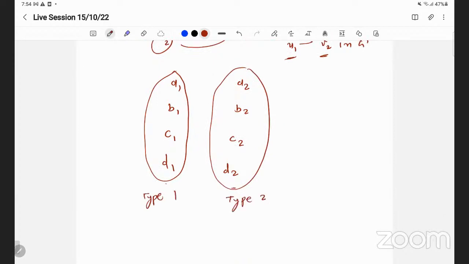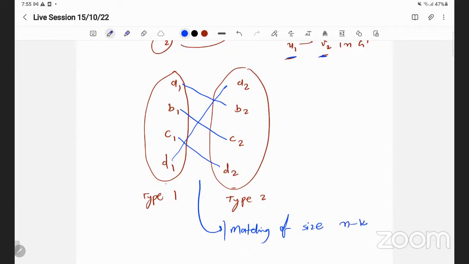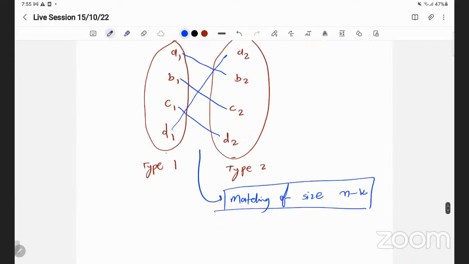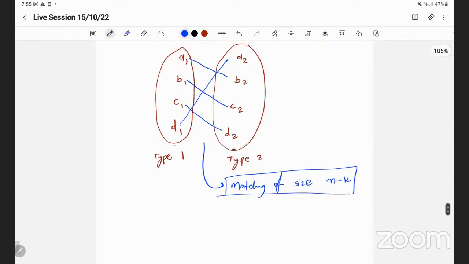And there will be some edges which go from type 1 to type 2. So let's say there might be an edge from A1 to B2, B1 to C2, C1 to D2, D1 to A2, like that. Because we added edges between type 1 and type 2 vertices, there will be some edges between these two partitions. And what we are given is that there is a matching of size n minus K in this particular graph.